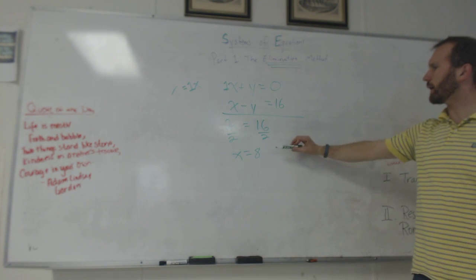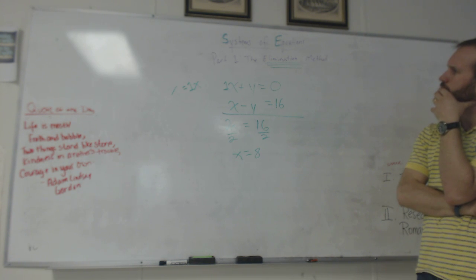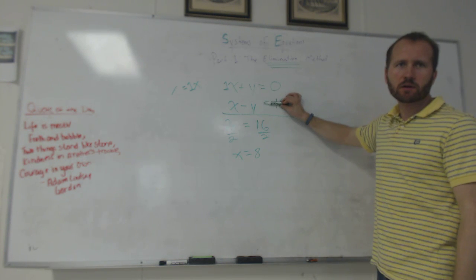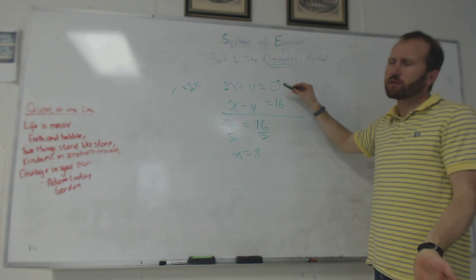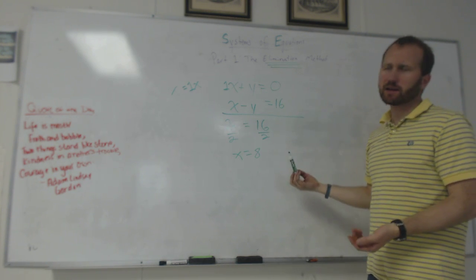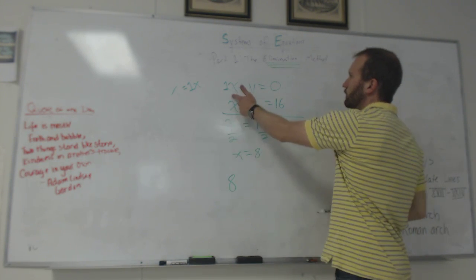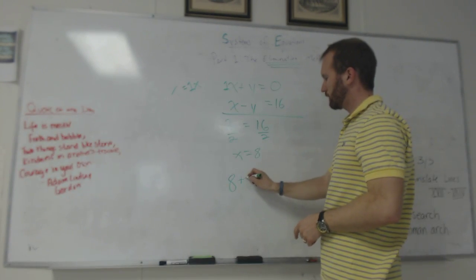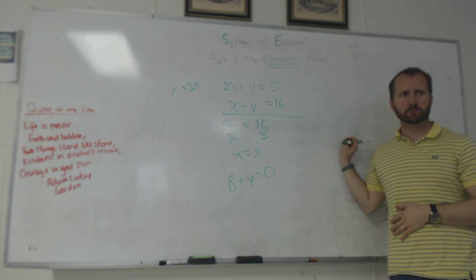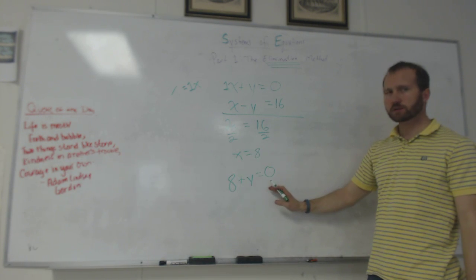How do I figure out the y? You're going to replace the x in the first equation with 8. Does it matter which equation I choose? No, I can choose whichever equation I want. I like the first one because it seems a little simpler. It doesn't have any negatives, but we could use the second one if we wanted to. So I'm rewriting this, except instead of writing x, I wrote 8. Instead of x plus y equals 0, I wrote 8 plus y equals 0.